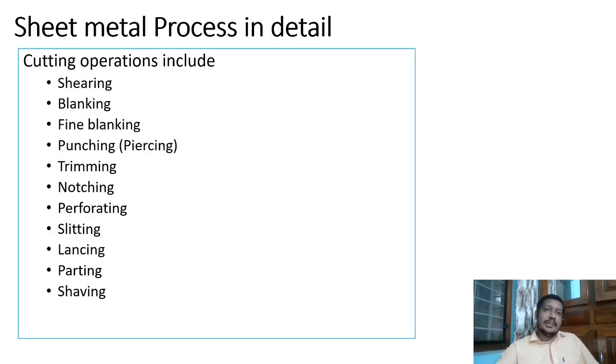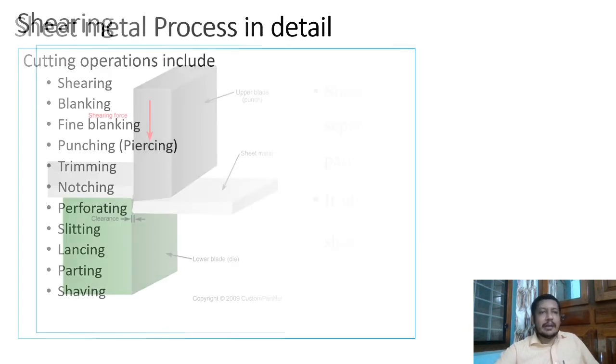Now if we see the sheet metal cutting process in detail, I can say that it consists of shearing, blanking, fine blanking, punching or piercing, trimming, notching, perforating, slitting, lancing, parting and shaving. We will see one by one what these operations are.